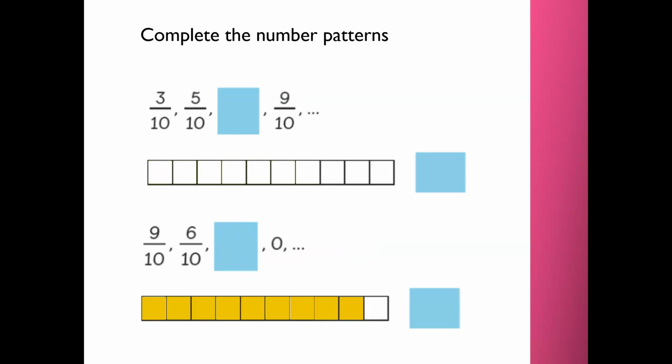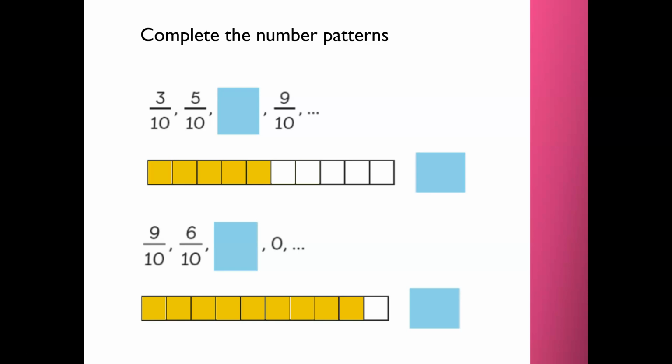Let's have another go at completing these number patterns. Use the bar models to help you find the missing fractions by examining the patterns very closely. Pause the video and have a go. Let's look at the first number sequence. We can see that it is increasing. First we are given 3/10. The next number in the sequence is 5/10. We can see that that was an extra 2/10.